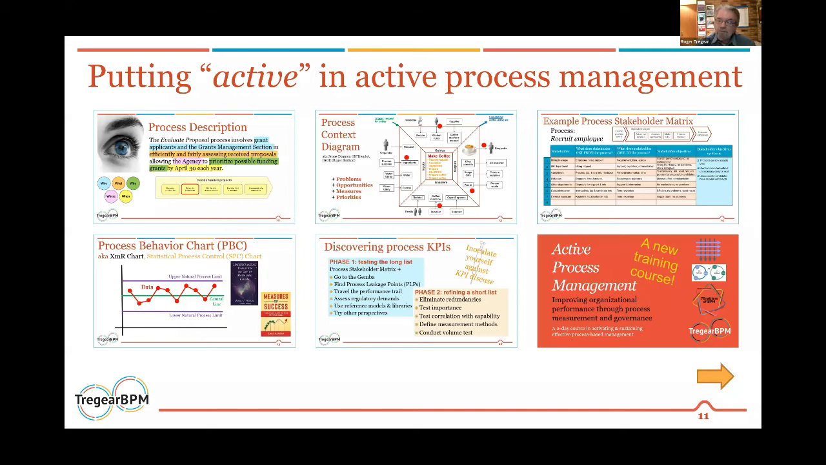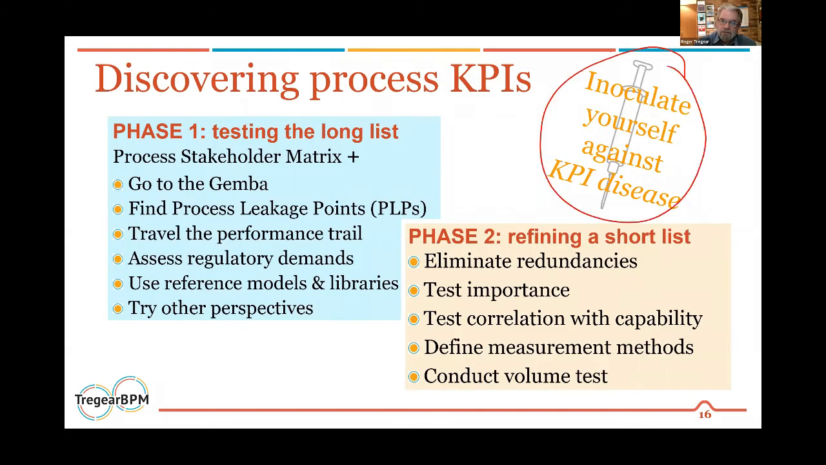Firstly, as I say up here, we should be inoculating ourselves against KPI disease. I've mentioned this before. There is no prize for having the most number of KPIs. We're talking about a small number of processes and a small number of KPIs, the critical few, the vital few, not the important many. What are the two or three things maybe that we could use to measure the process? So for each process, we're going to say, what are the process KPIs? Well, you can start out with a long list. You can go and have a look. The stakeholder matrix, of course, gave us some clues.